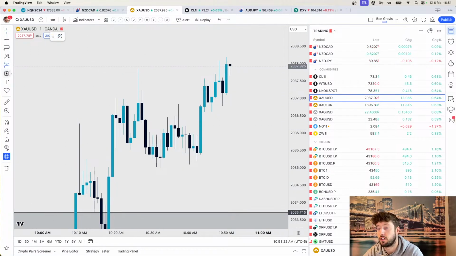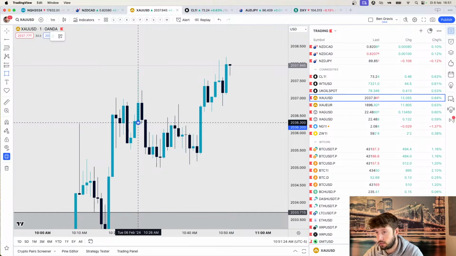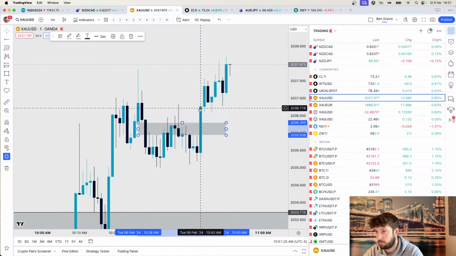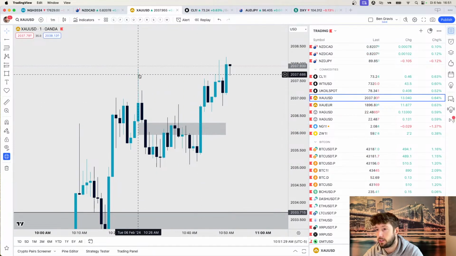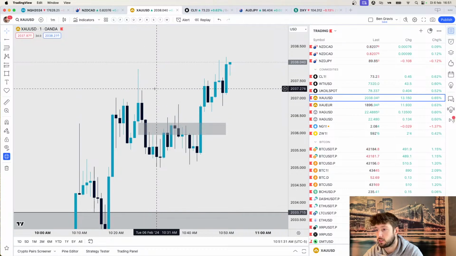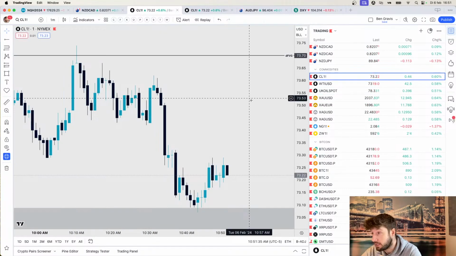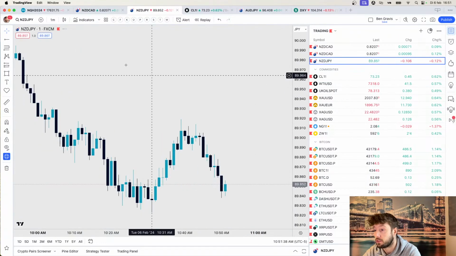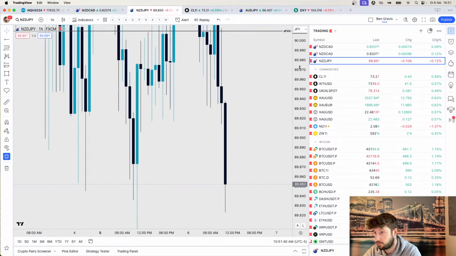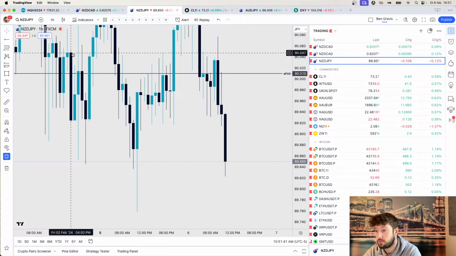This was a long here. This was a good long on that level. The close beyond this, it's really scarce to find good setups at the moment. Really bad price action.